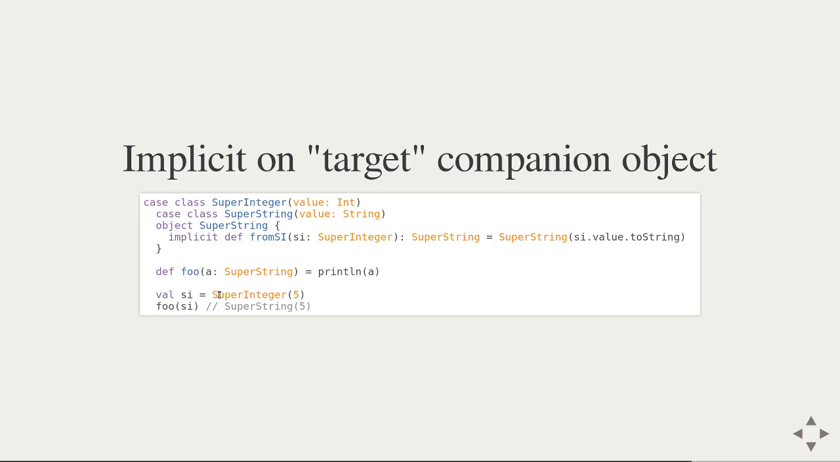I invoke foo with a super integer, and it says, you're not a superstring. I'm going to look for an implicit conversion. Doesn't find one using the first set of rules, but it looks on the superstring class, finds a function that does what it wants, and uses that one. If I were to have defined a conversion on both the string companion object and the integer companion object, then it would fail because it wouldn't know which one to use.